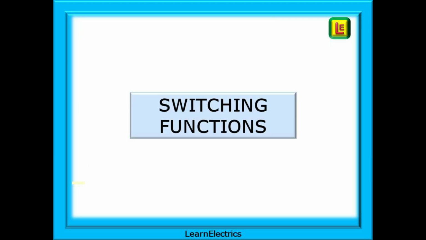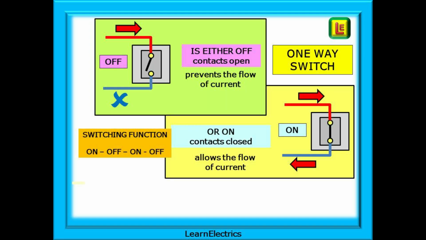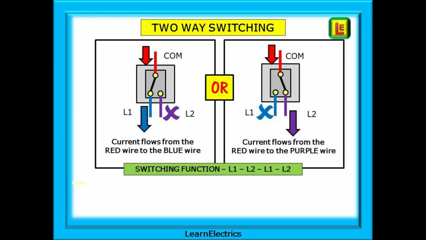Switching functions now. What does each switch do and how does it do it? A one-way switch is either off, as shown here with the contacts open and preventing current flow, or it is on with the contacts closed and allowing current to flow through the switch and along the wires of the circuit. Its switching function is on, off, on, off. With two-way switching, when current arrives at the common terminal, it is directed to either the L1 terminal or to the L2 terminal. The current has a choice of 2 directions depending on the switch setting. 2 ways for the current to flow, a two-way switch.